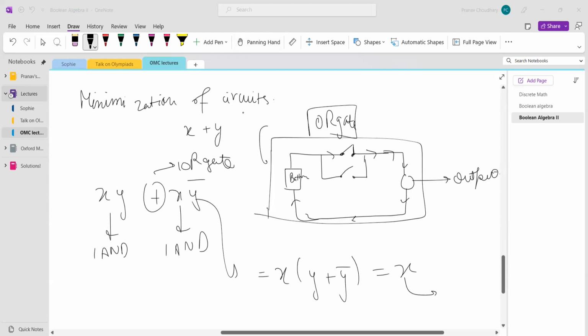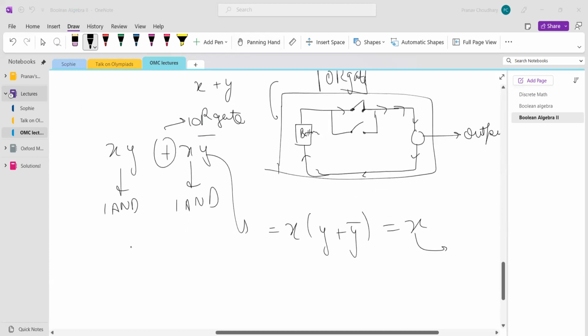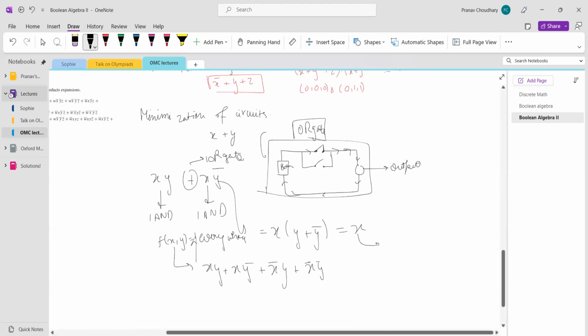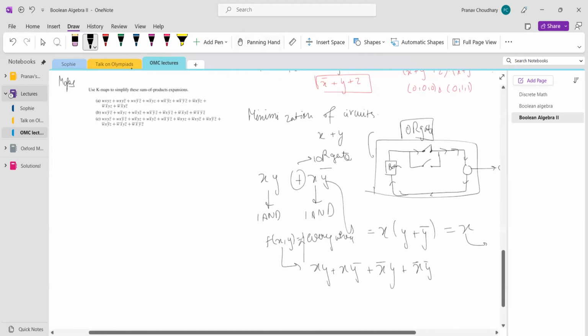Like disjunctive normal form takes a lot of terms. If I just have to write the circuit f of x comma y equals 1 everywhere, and I write it in DNF, disjunctive normal form, then this will be xy plus xy conjugate plus x conjugate y plus x conjugate y conjugate, all of the terms. I do not even need these things. It is just 1 everywhere, right? In real life, that is why we want to minimize circuits. For those of you who do not understand this, you do not need to. Just know that it is better to write functions in the least amount of terms possible.